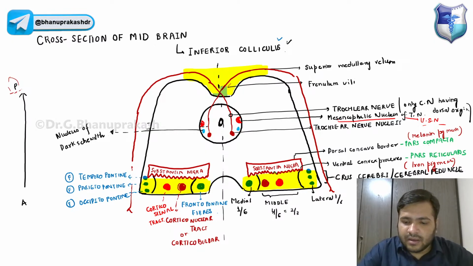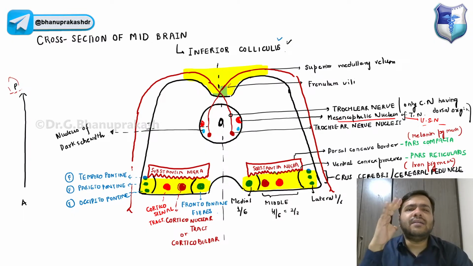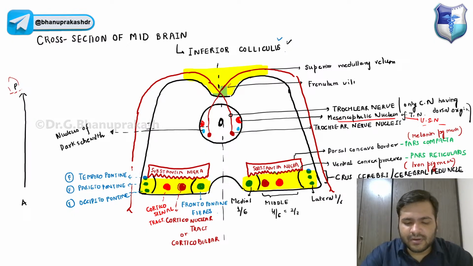Now just one point that you have to remember about this nucleus, that it relates fibers in the posterior or the postural commissure. Posterior commissure. So just this point you have to remember.